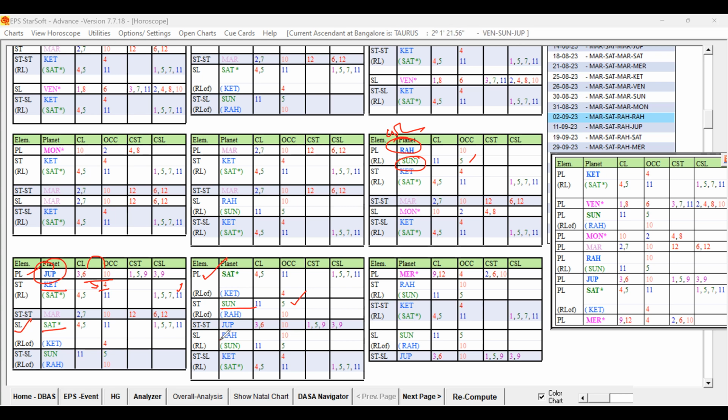Sub is Rahu representing Sun, and the star lord of the sub lord is again Ketu. Saturn is coming. So all levels are ruled by good key planets. I think one planet is missing here. Saturn has come, star level Sun has come, and sub level Rahu has come. So Sun is playing a role at the 2 levels.